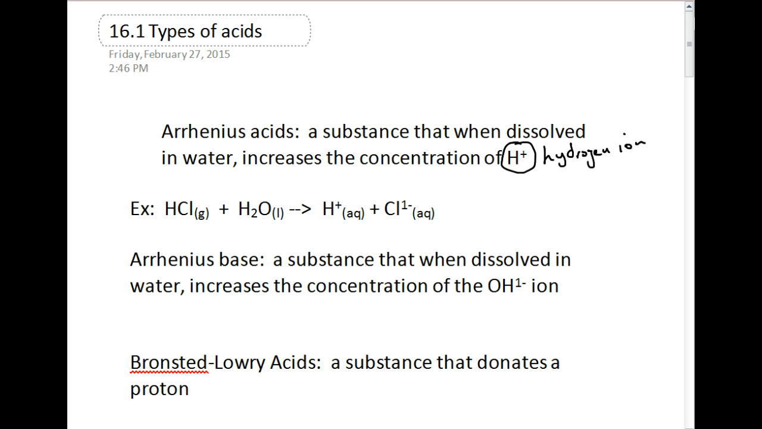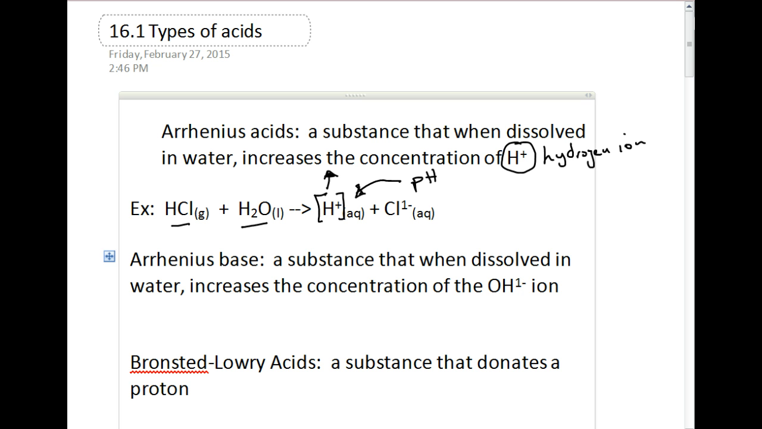So here's an example. Let's say we take HCl gas, we bubble it through some water that's liquid. What's going to happen is you're going to get ionization, and the concentration of the hydrogen ion is going to increase in that solution. You'll also get an increase in concentration in the chloride ion, but really we're after that hydrogen ion concentration, as we're going to learn later. That's really going to be what's going on with pH, but we'll get to that soon enough.